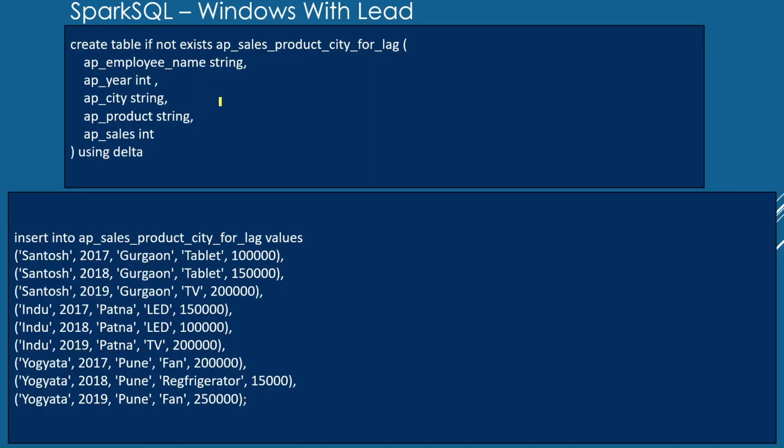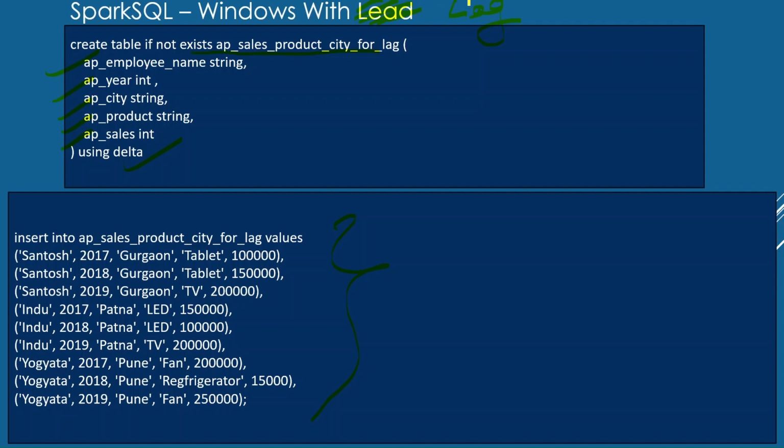To perform the exercise, I'm creating a table. These are the attributes of the table, and the type of the table is delta. And this is the insert statement, with the help of which I am inserting some values. When this table gets created and the values are inserted, I will show you how the lag function works. This is a typo; it is lag only. So we are talking about lag. We are not talking about lead.